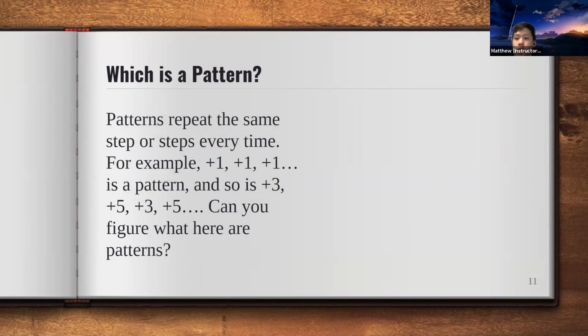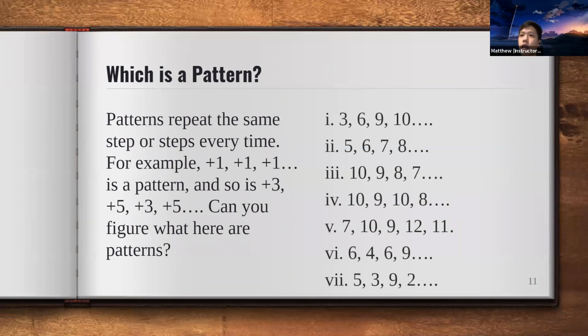So what is a pattern? As I said, a pattern is just the same steps or steps over time. For example, plus 1, plus 1, plus 1. It's a pattern. So is plus 3, plus 5, plus 3, plus 5. Those are all listed patterns. So can you figure out what the patterns are here? For example, 3, 6, 9, 10. This wouldn't be a pattern. However, 5, 6, 7, 8. That's all plus 1. That would indeed be a pattern.